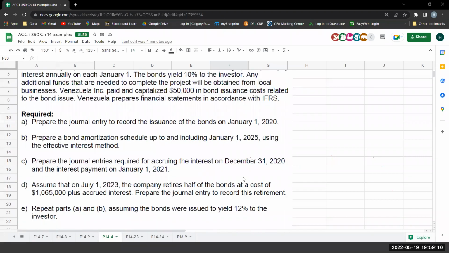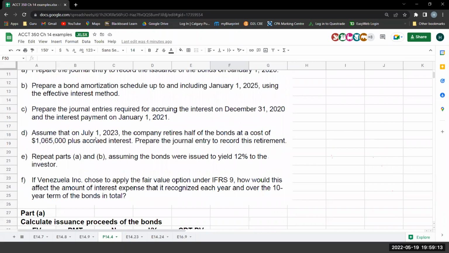All right, that was part C. Part D, assume that on July 1st, 2023, the company retires half of the bonds at a cost of $1,065,000 plus accrued interest. So the company is retiring half the bonds. Retiring means they're just paying off half of the bonds, right? The moment you pay off the liability, it gets canceled. So it's a derecognition. You're buying these bonds back, paying off the bondholders, and retiring half of the bonds for $1,065,000 along with the accrued interest.